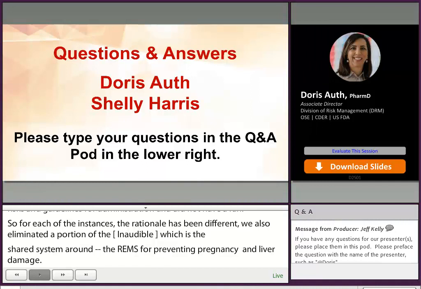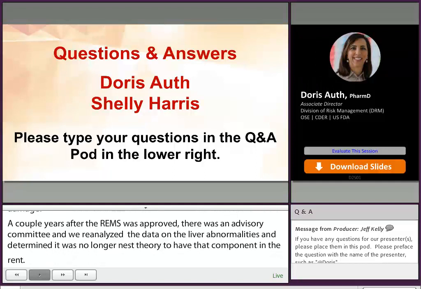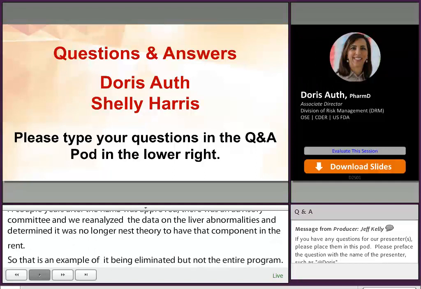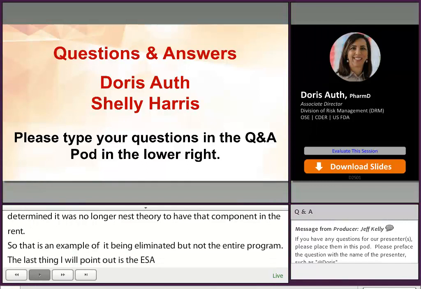And the last example that I'll point out is for the ESA REMS. And that was eliminated primarily because it was shown that a lot of the safe use conditions that we were trying to implement in the REMS were already being managed without the REMS. And so that was another example.